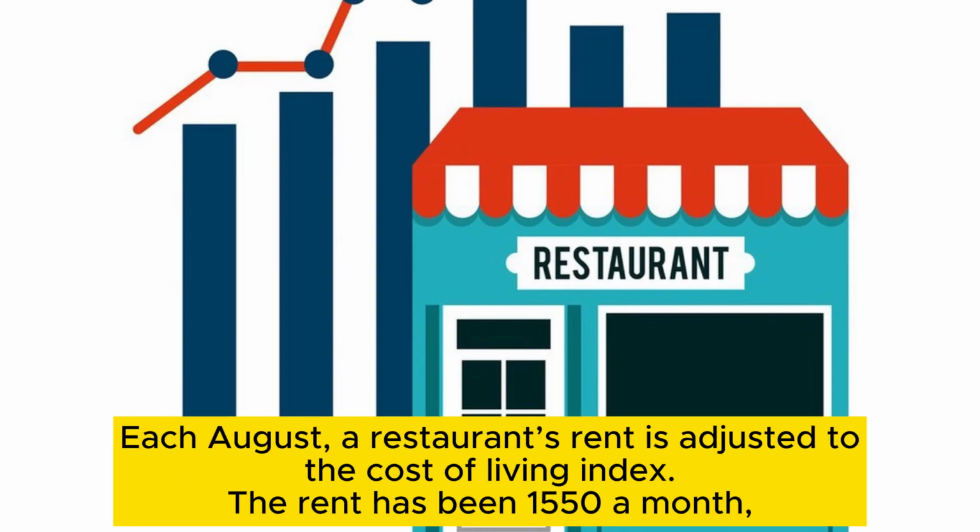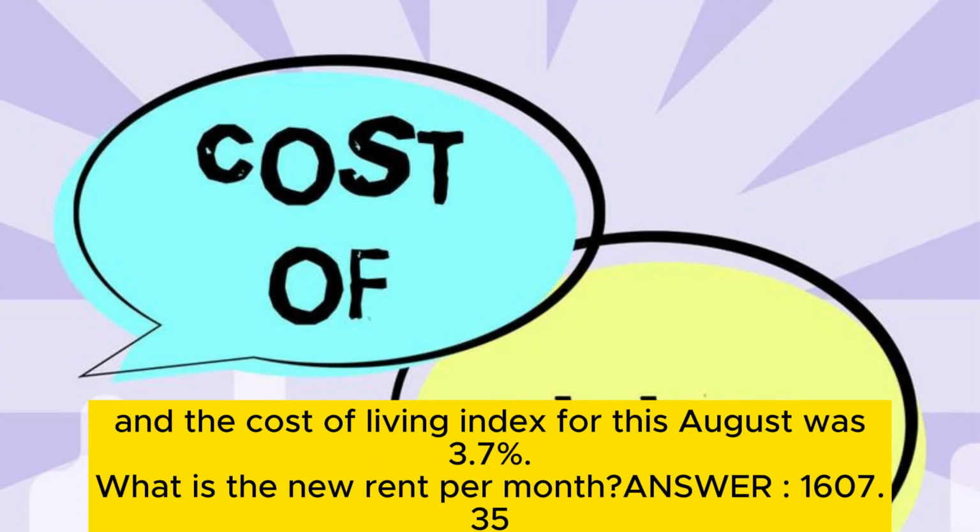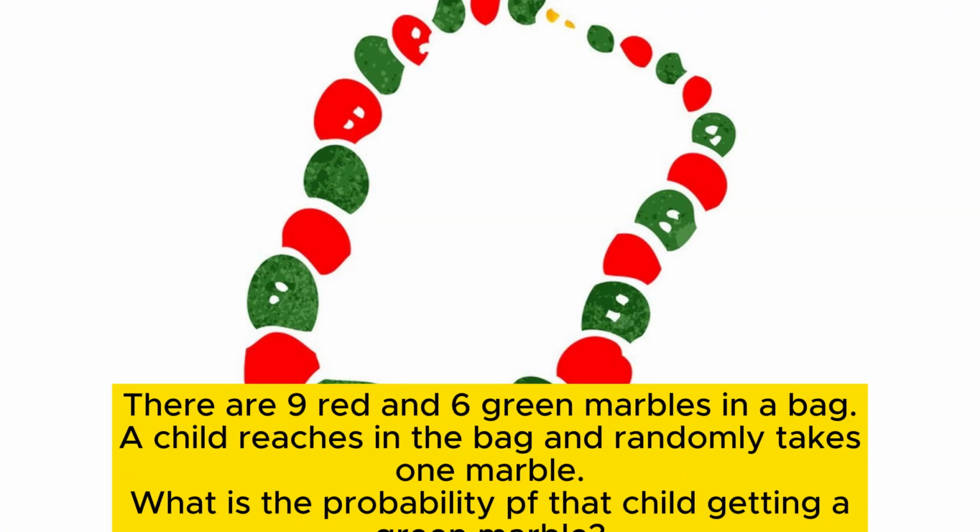Each August, a restaurant's rent is adjusted to the cost of living index. The rent has been $1,550 a month, and the cost of living index for this August was 3.7%. What is the new rent per month? Answer: $1,607.35. There are 9 red and 6 green marbles in a bag. A child reaches in the bag and randomly takes 1 marble. What is the probability of that child getting a green marble?